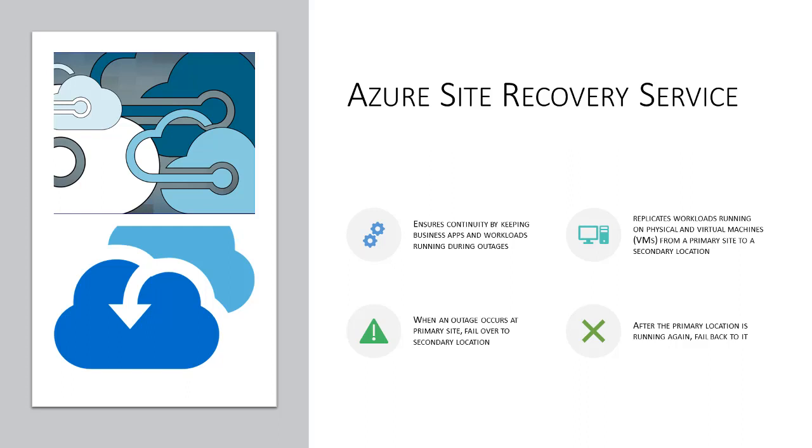In Azure, the Azure Site Recovery Service helps with this. The Azure Site Recovery Service ensures business continuity by keeping business apps running during outages. What Site Recovery does is it replicates workloads that are running on physical and/or virtual machines in a primary site to a secondary location. When an outage occurs at the primary site, you simply fail over to the secondary location and application access continues from there unabated. Once the primary location is back up and running, you can fail back.